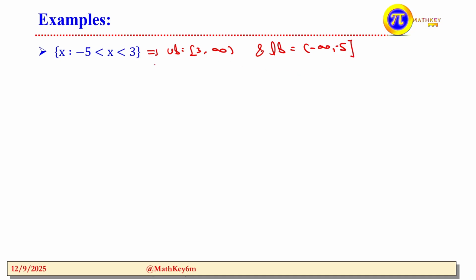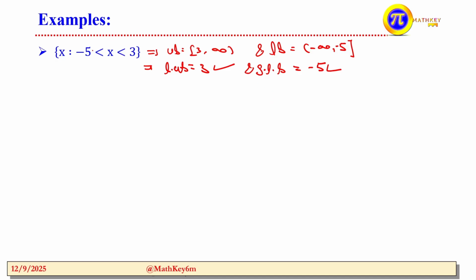From this you take the upper one. LUB means the least upper bound, and for the given set it is 3. The upper bounds are 3 to positive infinity, and the least of all is 3. Similarly, the greatest lower bound is the greatest of the lower bounds, that is -5. So we can find the LUB and greatest lower bound from the given set like this.